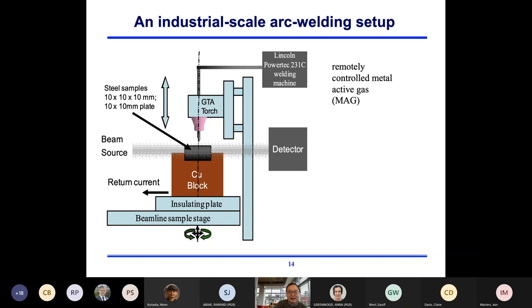So in our experiments, we did this kind of design. It's quite simple. This is our arc gun, and the beam source comes through this way, and this is the detector, essentially a transmission detector. We try to cool down the copper block. In the initial design, we wanted to rotate the sample, but in the end, we gave up because the dynamics in the weld pool are much faster than the rotating speed you can achieve.